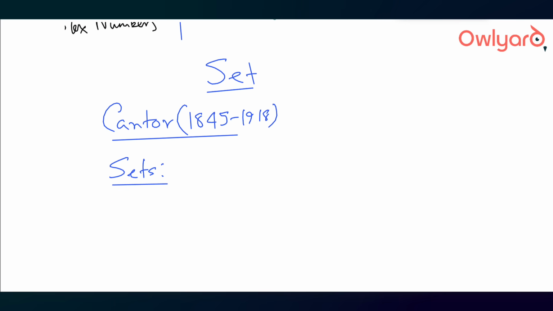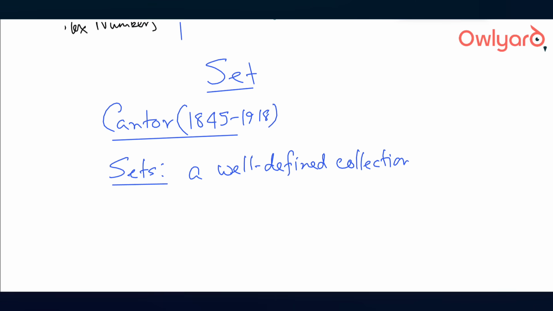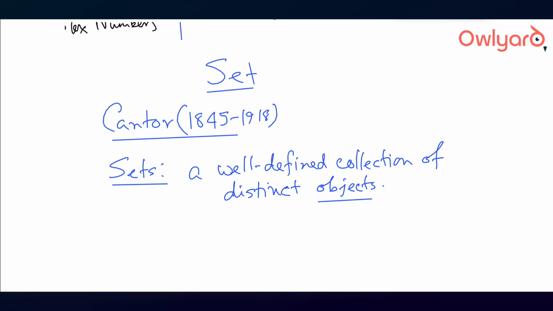So if somebody has to define what a set is, we should say that a set is simply a well-defined collection of distinct objects. By the way, these objects are often referred to as members or elements of the set. And there are two words to focus on here. One is well-defined and another one is distinct.